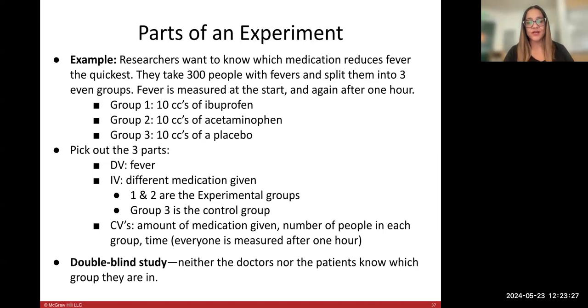The ideal study is called a double-blind study in medical research, where neither the doctors nor the patients know which group they're in. Nobody knows which medication they have.